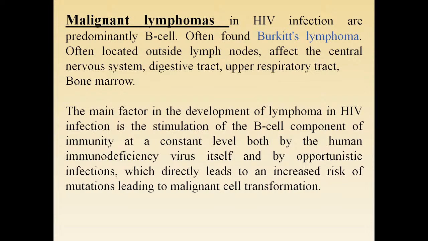Burkitt's lymphoma. The main factor in the development of lymphoma in HIV infection is stimulation of the B-cell component of immunity at the contact level, both by the human immunodeficiency virus itself and by opportunistic infections, which directly leads to an increased risk of malignant cell transformation, due to immunodeficiency and the formation of opportunistic infections.